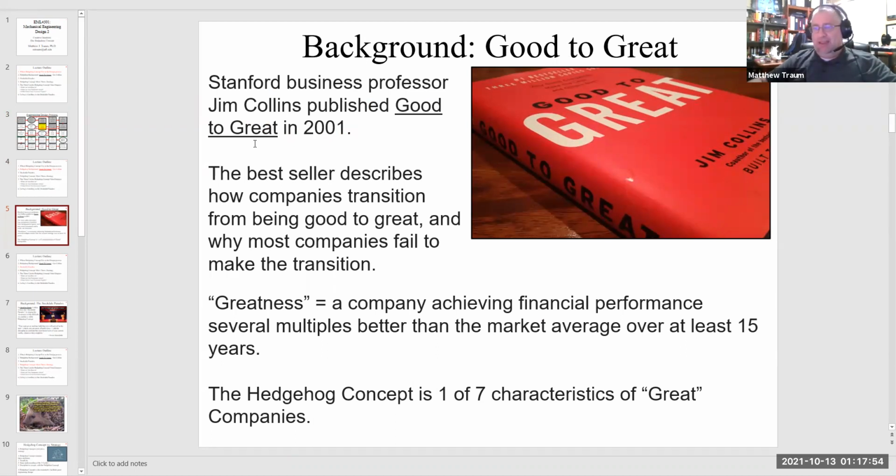And basically, what it did was describe how companies transition from being just good companies to being great companies, and also gave some explanations as to why most companies fail to make the transition from good to great, hence the title of the book. Because he is an academic and a business professor, Collins actually defines greatness very quantitatively. In a nutshell, a company that has achieved greatness is a company that has achieved financial performance that's several multiples better than the market average over a time period of at least 15 years.